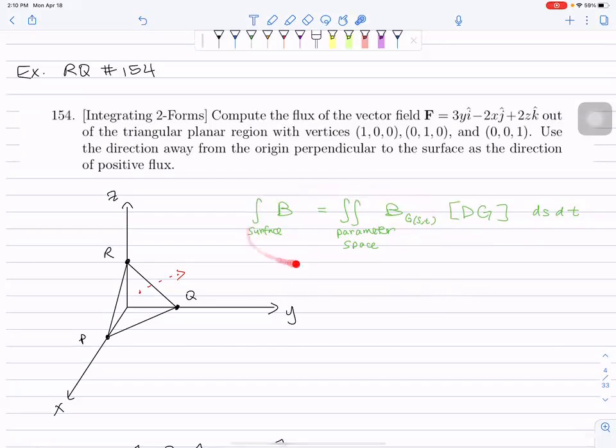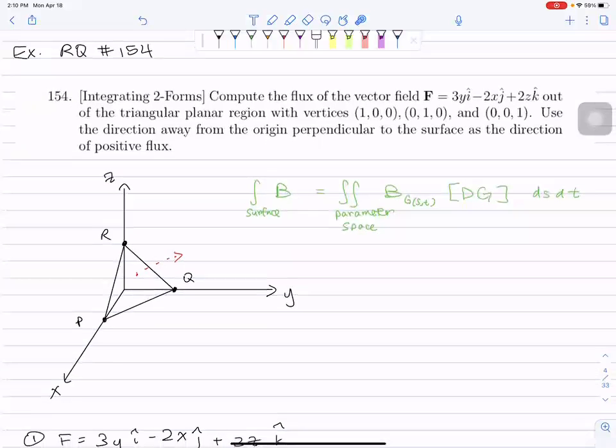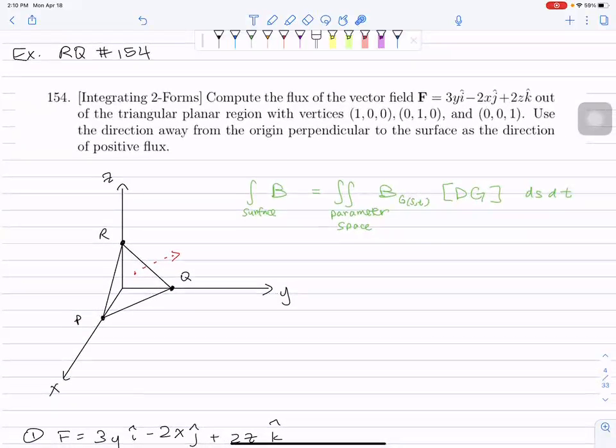So the steps you should be thinking about are: we want to parameterize our surface first, rewrite our vector function as some two form, and then follow the formula. Three steps. Okay, so let me give you 2 or 3 minutes to think about it.